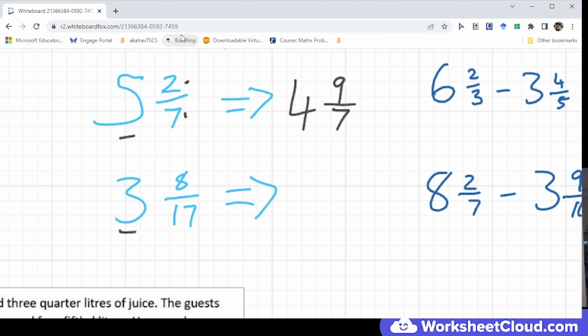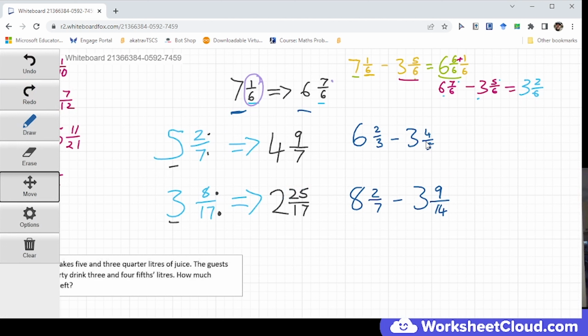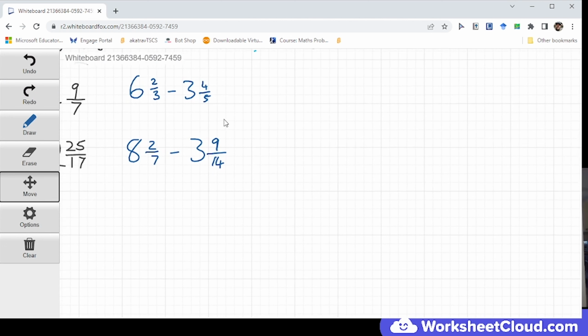I know this number is going to go down by 1. I know my denominator is staying the same. My new numerator is going to be these two added together. So 17 plus 8 is 25. All right, let's practice that within the realms of some problems.